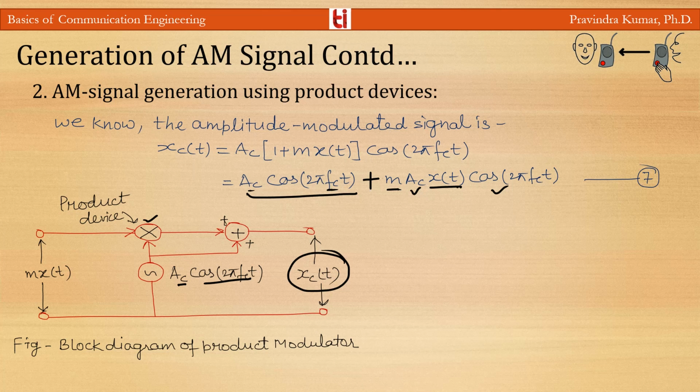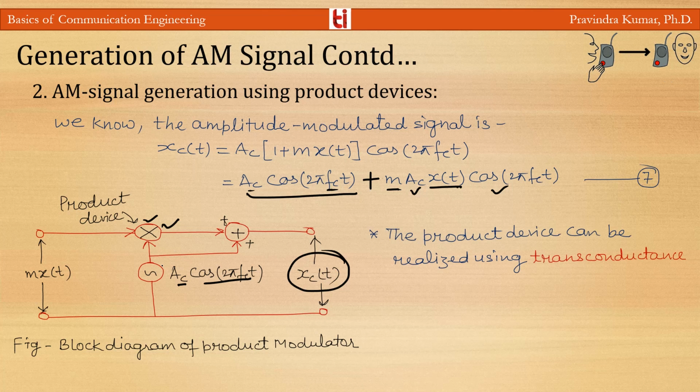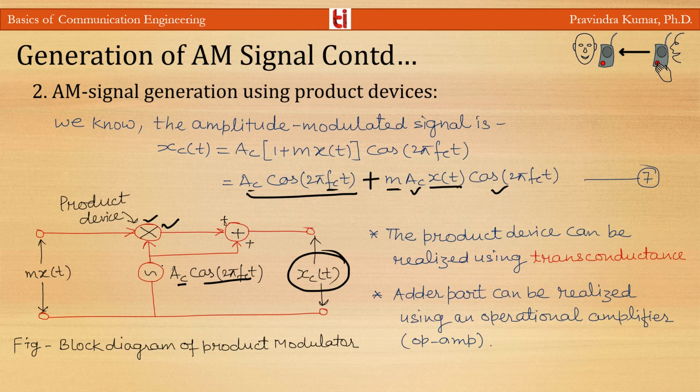The analog signal multiplier or the product modulator device used here can easily be realized using what is generally referred to as a variable transconductance multiplier, which is basically a differential amplifier. And the adder part of this figure can be realized using an operational amplifier, op amp.